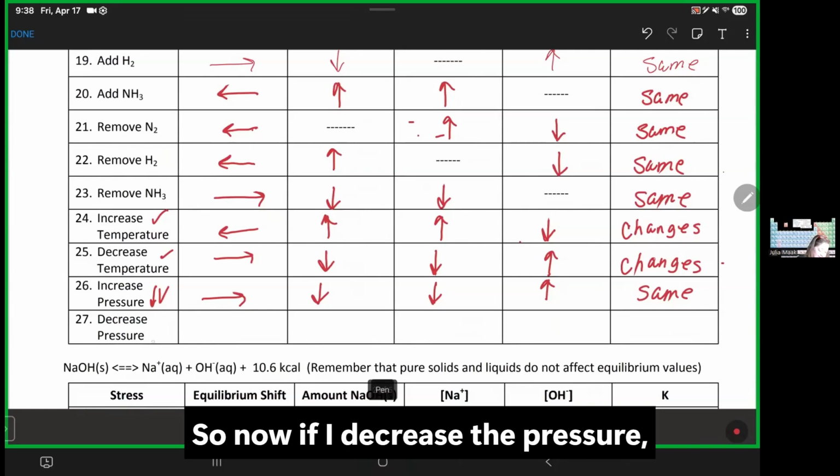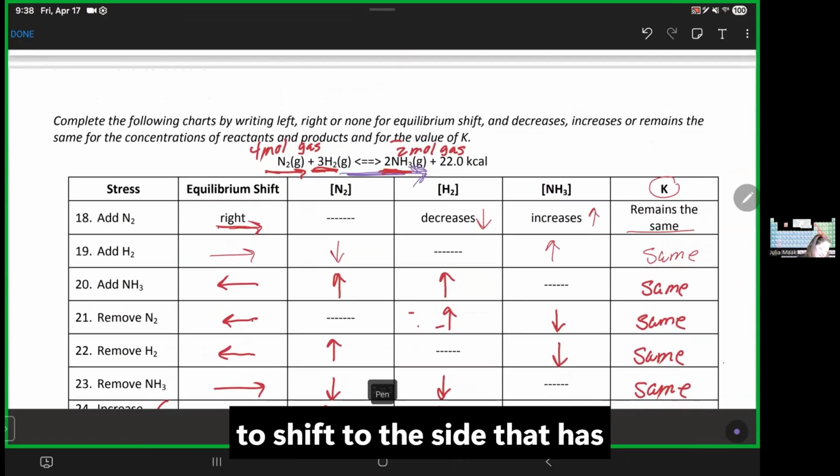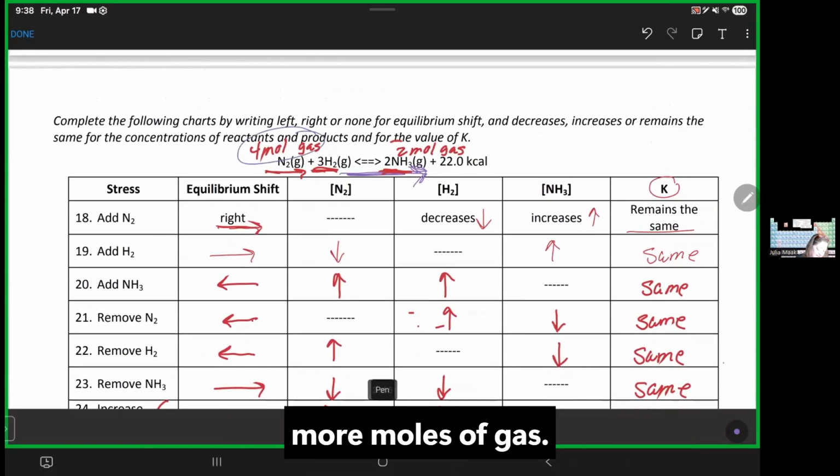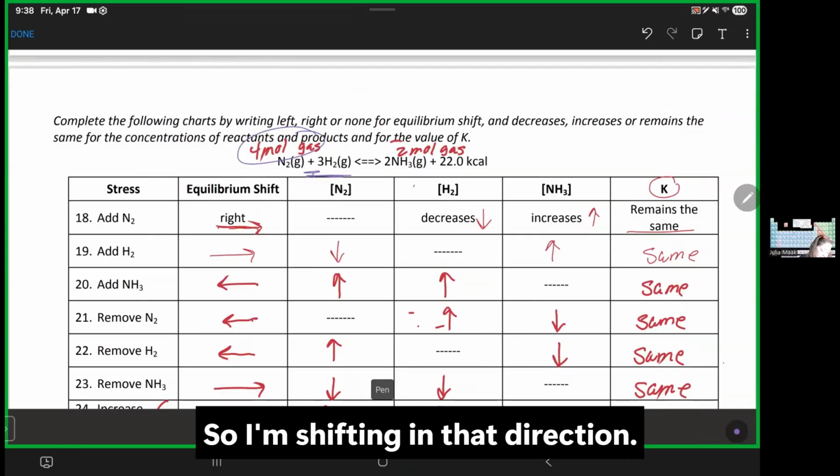So now if I decrease the pressure, increase the volume, right, I'm going to shift to the side that has more moles of gas. So I'm shifting that direction.